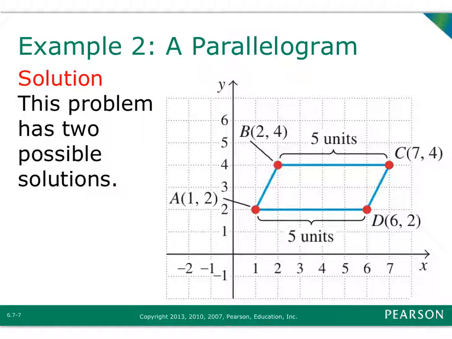We first want to note that this problem has 2 possible solutions. We're going to do the first solution first. Since we have 5 units along the x-axis, we have A at (1, 2), B at (2, 4), C at (7, 4), and the only other possibility in this particular configuration is when we have D at (6, 2).